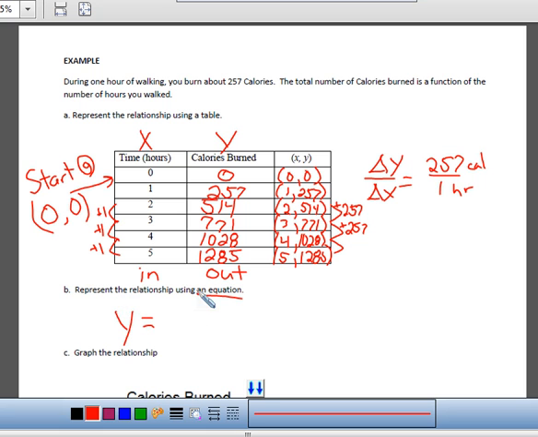Alright, so our equation then means we're going to plug in this constant rate of change in front of x, 257 over 1, which is 257, times x. So basically our equation looks like this. Our calories burned comes from the number 257 multiplied by hours.